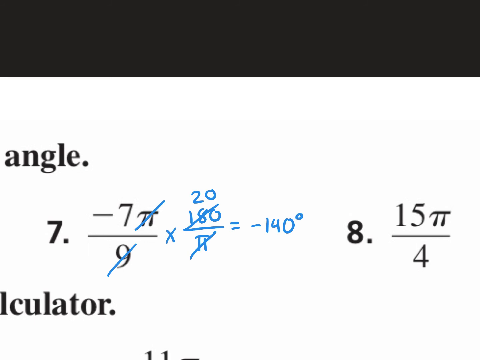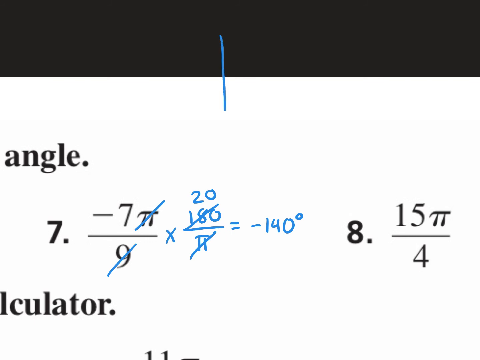Is it always 180? Yes. Anytime you convert, it's always going to be either 180 over pi or pi over 180. When is it pi over 180? When you're converting from degrees to radians, it's pi over 180. So this negative 7 pi over 9 is the same thing as saying negative 140 degrees.